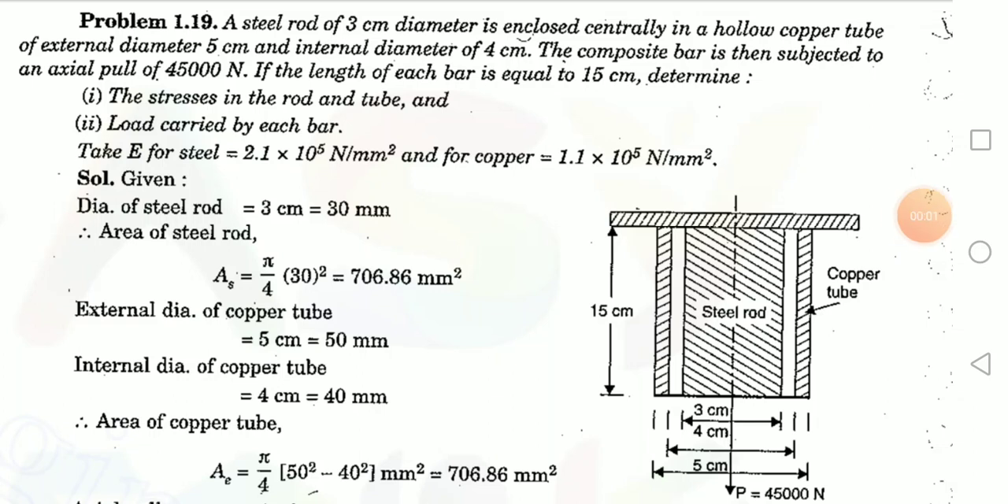So the next problem is on composite sections. A steel rod is in the center, which is surrounded by a copper tube. Okay, let us go to the problem.